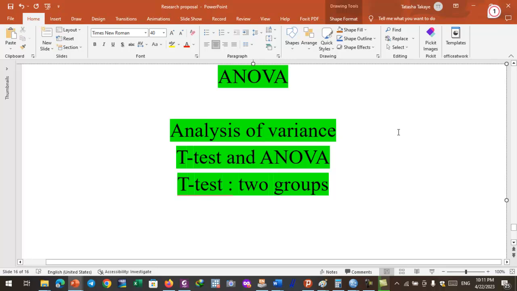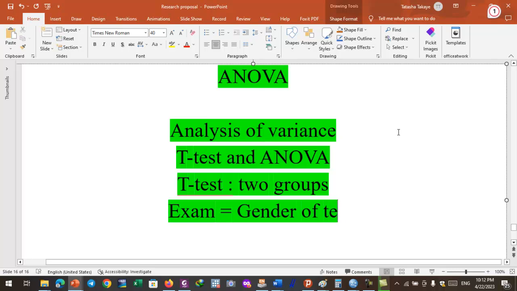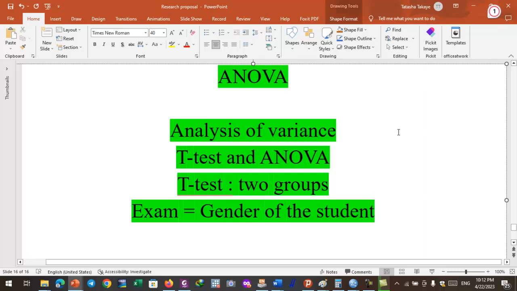For example, let us say exam result and gender of the student, and we want to find out whether there is an average, or mean, exam result difference between male students and female students. There are two groups, male students and female students. If our interest is to find out whether or not there is an average exam result difference between the male group and the female group, then the appropriate test that we are going to use is a t-test.